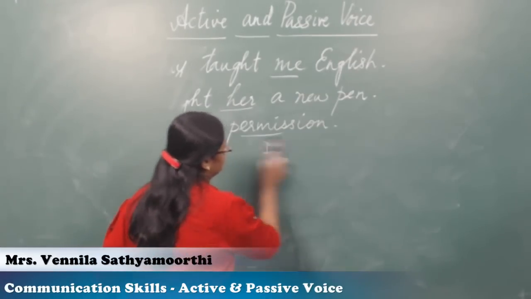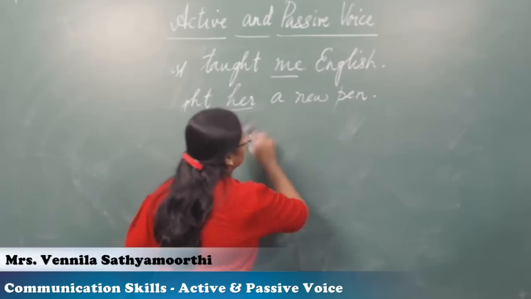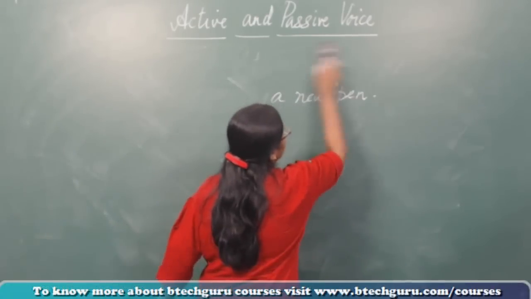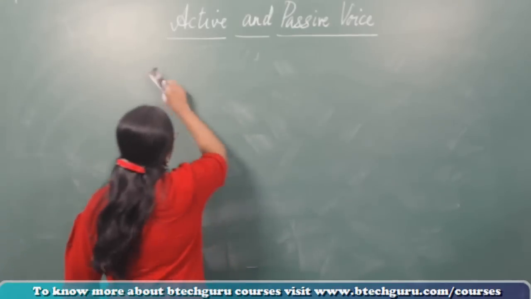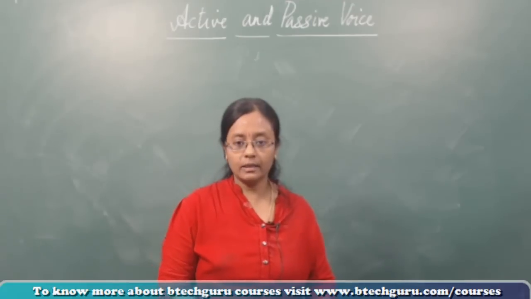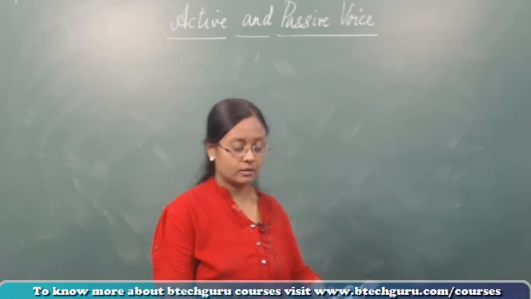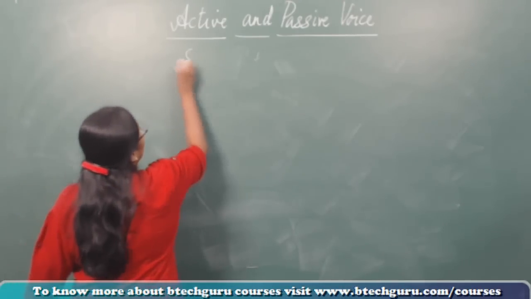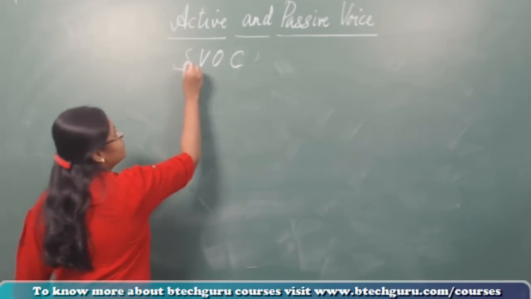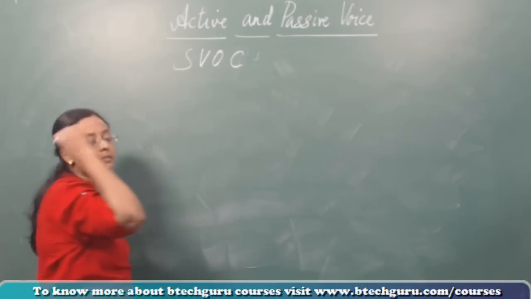See, actually these are very, very basic levels. After these sessions are over, maybe we'll do the advanced level in active and passive, in everything. We have something more, a higher level of learning. Okay. Then we talk about SVOC sentence pattern, the subject verb object complement.